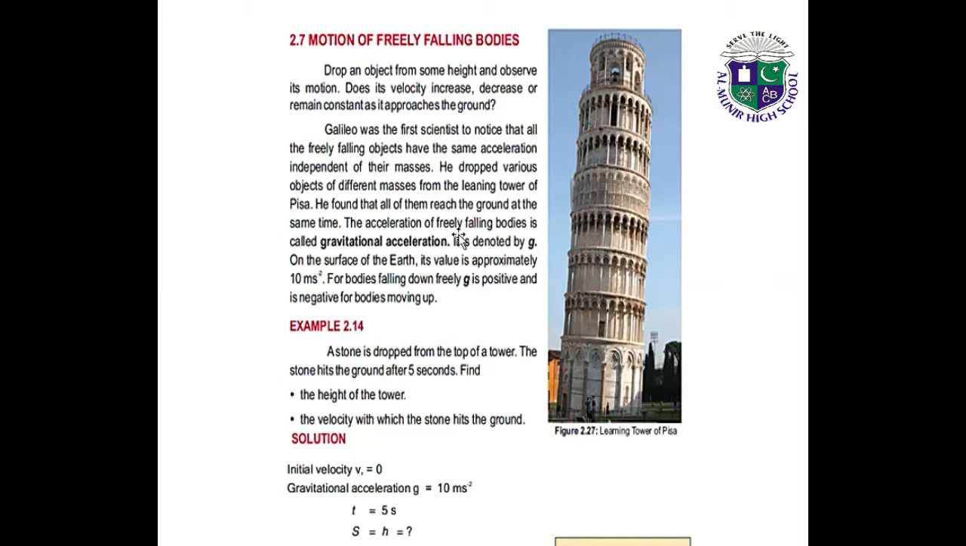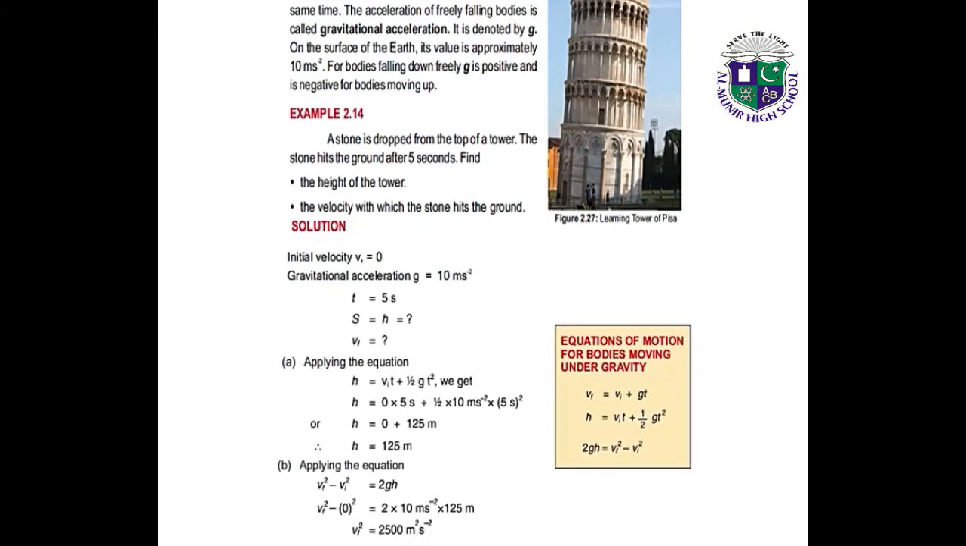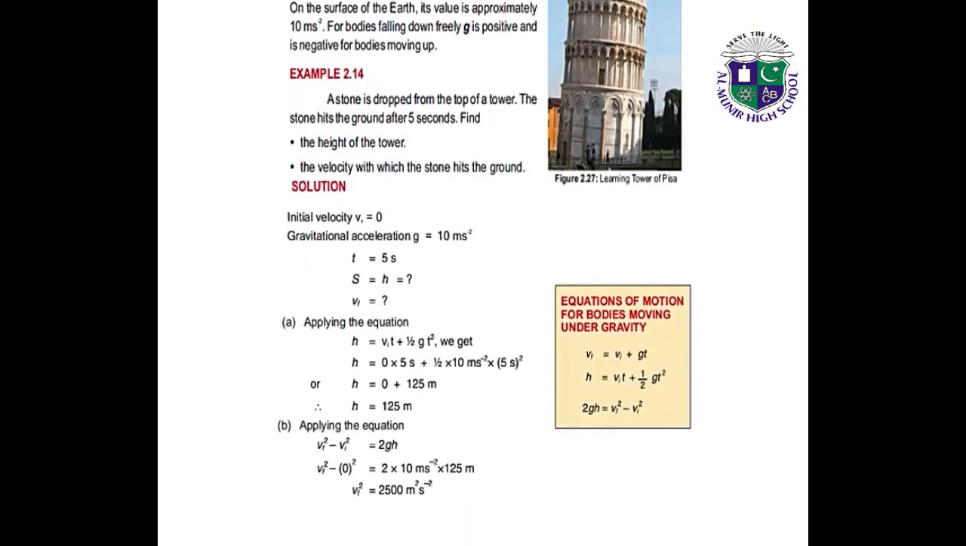The acceleration of freely falling bodies is called gravitational acceleration. It is denoted by g. Its value is approximately 10 meter per second square. For freely falling bodies, g is positive for bodies falling down freely and is negative for bodies moving up.